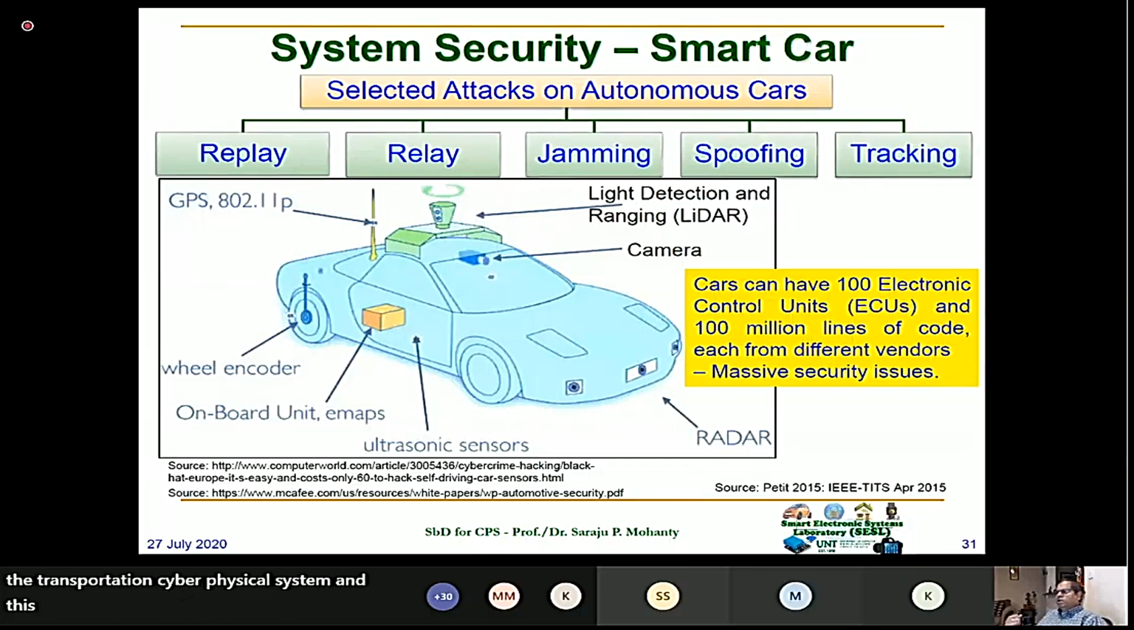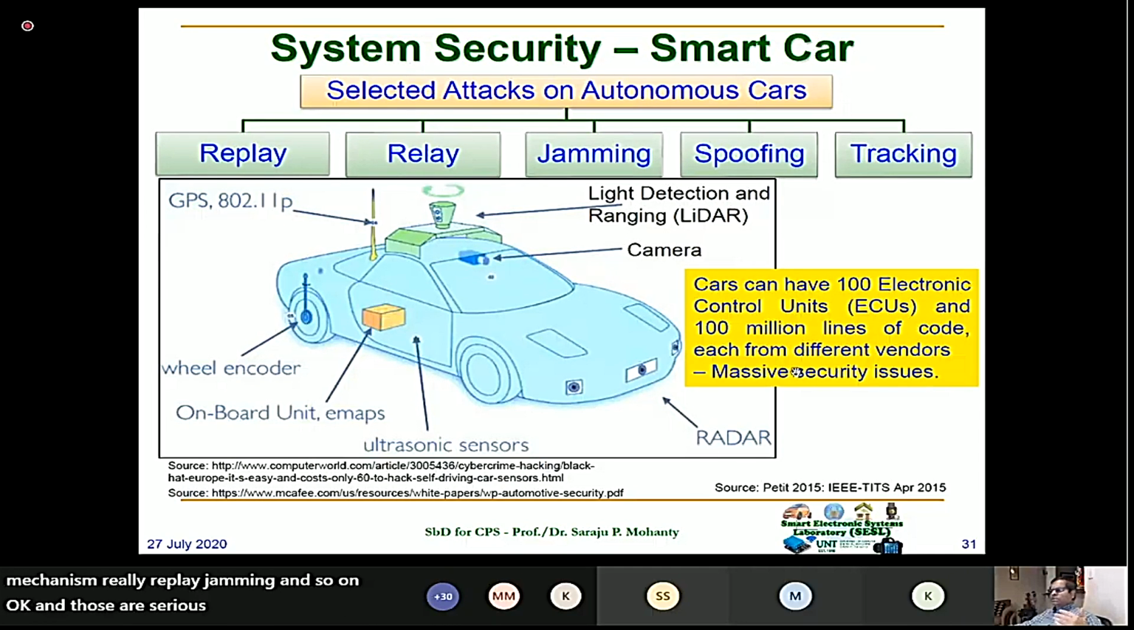This is an example where I'm talking about autonomous cars, which have hundreds of millions of lines of code in the electronic control units, or ECUs. Different ECUs are there to control different things, for example, to put on the brake, or to control the lights, or other things. There are hundreds of ECUs, and they have some embedded hardware and other things, and they can be attacked, like any other device, through different mechanisms, relay, replay, jamming, and so on. Those are a serious problem.